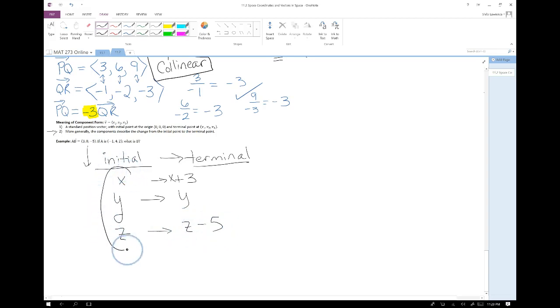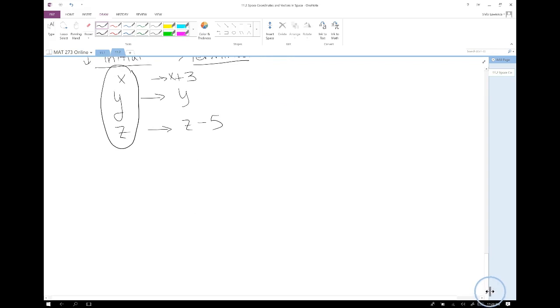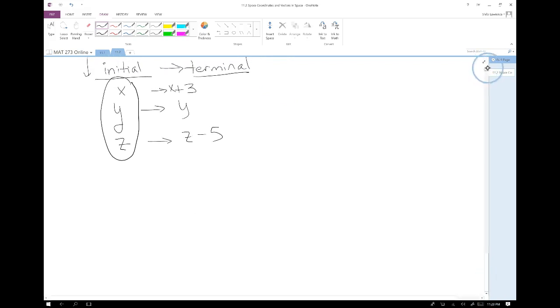So if you start at x, y, z, use these as slopes or rates of change. To get the terminal point, the x has to increase by 3, the y does not change at all, and the z needs to decrease by 5. So this definition is useful if, again, the initial point is not 0, 0, 0. So let's say that point A is 1, 4, negative 2.